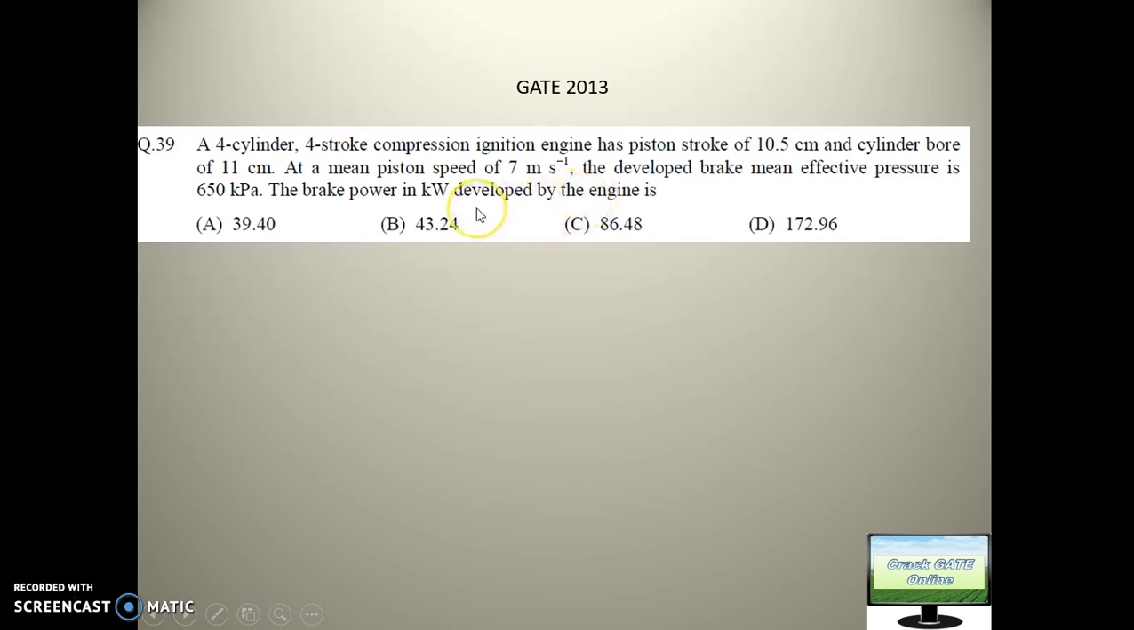So as I was discussing that formula, mean speed equals 2LN and power is equal to PLAN into n by 2. So we will use that formula. See, power equals PLAN into n by 2. P, the brake mean effective pressure, is given. L, piston stroke, is given. A is given because diameter is given here. N, the number of cylinders, is given. So we can easily solve this.